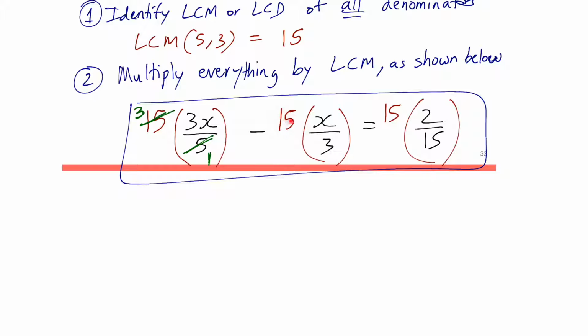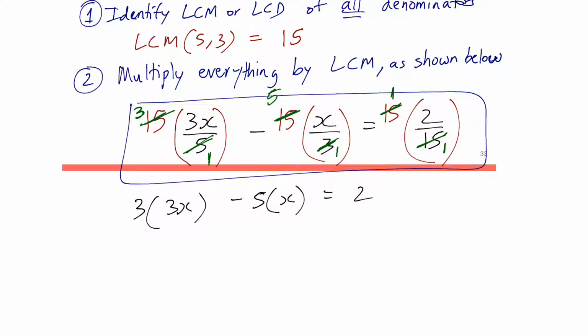Let's do the same thing over here, 15 divided by 3 first. This disappears and you'll get a 5. And 15 over 15, they both just become 1. So if you clean up this line, you get a nice equation with no fractions. You get 3 times 3x minus 5 times x equals 2.